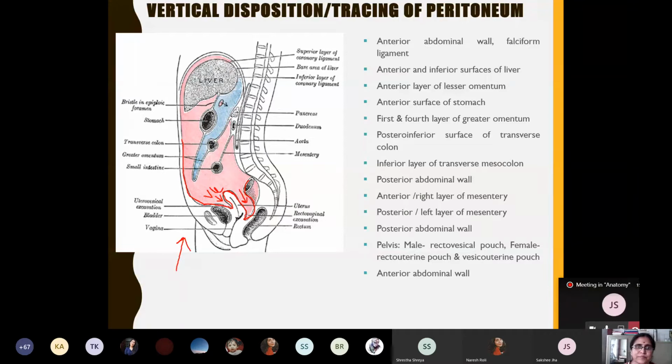Am I clear? Is there any question on the vertical disposition of the peritoneum? Can you draw a well-labeled diagram showing the vertical disposition of the peritoneum? All of you, in the exam? Is there any question? Please answer the question. Am I clear? Yes, ma'am. Any question in the vertical disposition? Clear? Shall I proceed?